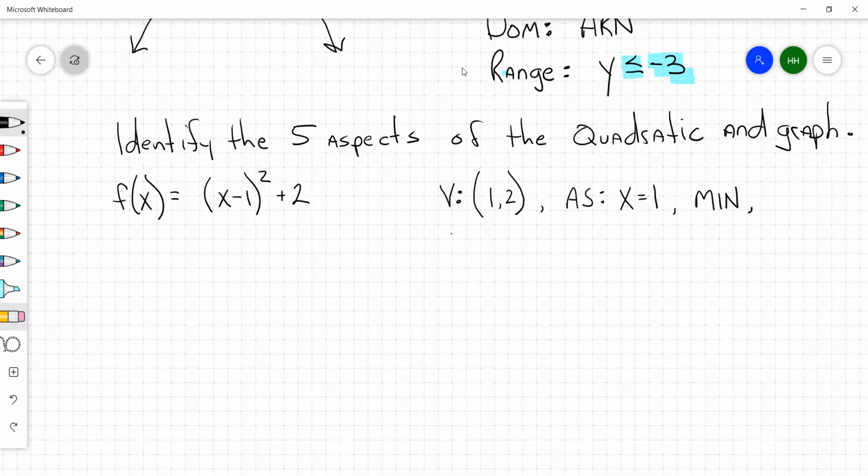The domain of this graph or function, all real numbers. The range. The range is going to be y. Since the vertex is at the bottom of the graph, our y values are all going to be greater than or equal to our y value at the vertex, which is 2.